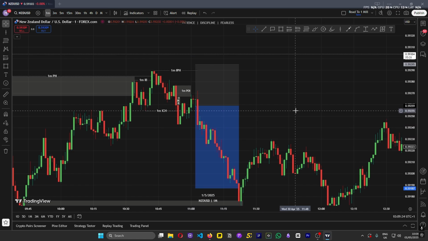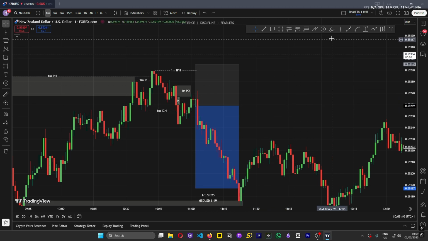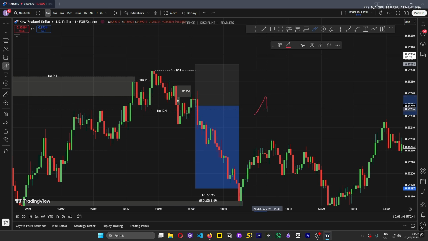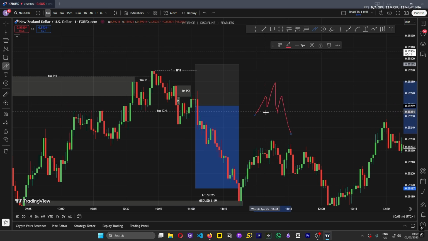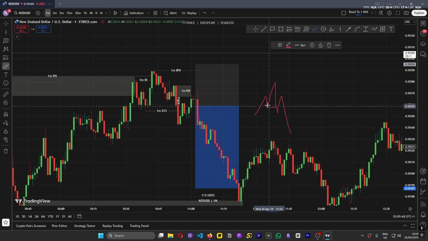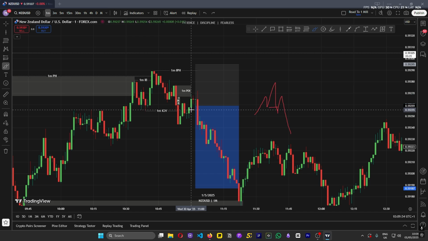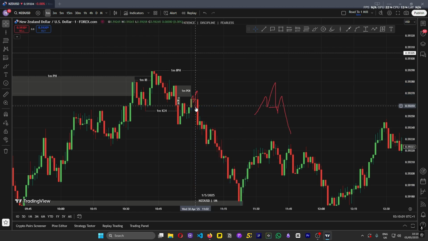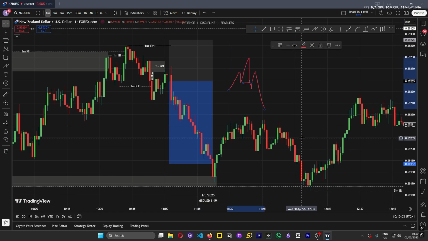And I wish I actually recorded the execution, but basically I was just sitting there waiting for a market structure shift on the 1-second time frame. So as soon as it tapped into here, I just waited for this to happen, and as soon as this shift happened, I entered. So as you can see, this right here would have been 1 second, it would have been the shift like that, and that's where I entered. And then I just targeted a 1 to 2 risk to reward.